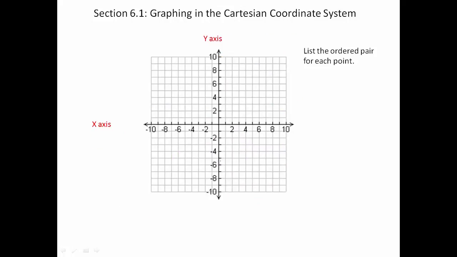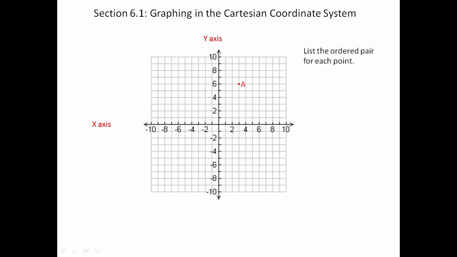Similarly, when we're talking about points in the coordinate plane, you'll have to talk about them using two numbers, one for the x value, one for the y value. Typically the directions will tell you to list the ordered pair for each point. And the way that an ordered pair works is that the x value comes first and the y value comes second. Let's look at an example of that.